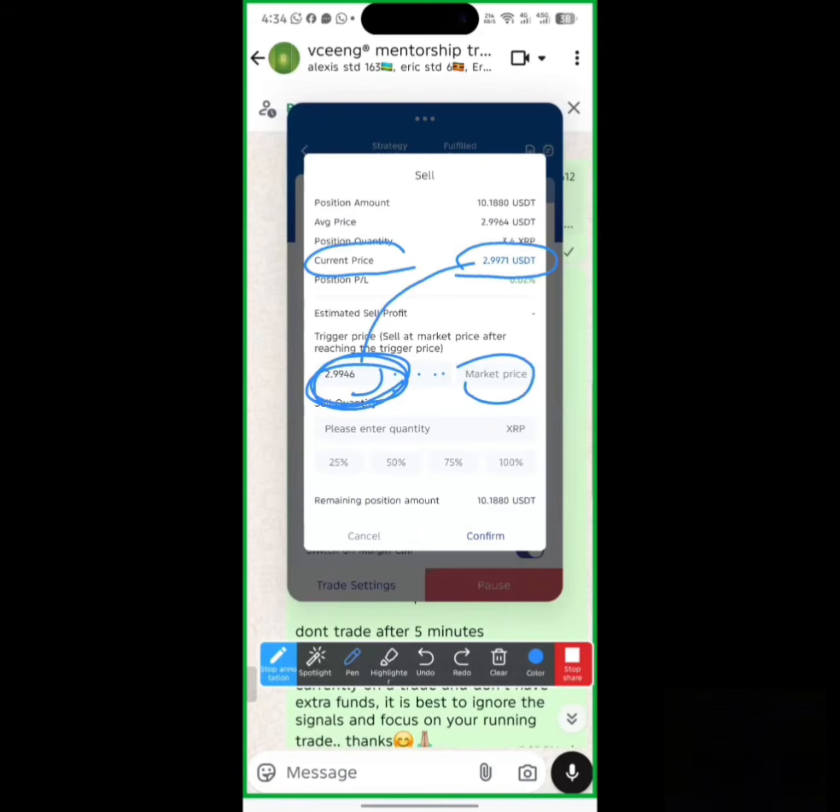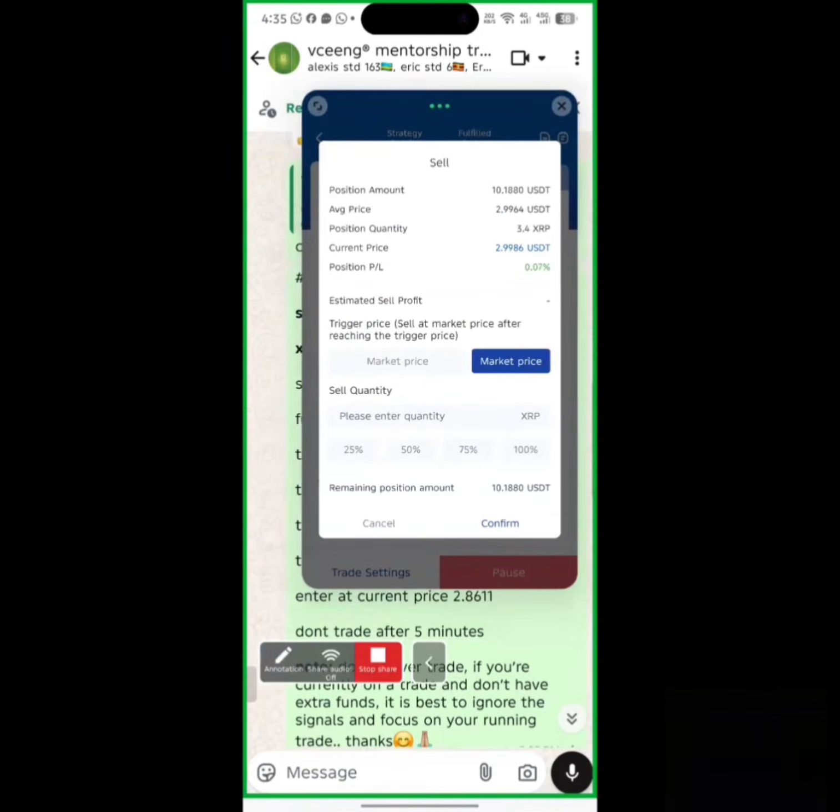If I tap on the market price again, this price here will change again to the latest price. This is the latest price as it moves. You can see that it is displaying. So if you click on market price, it's going to change again to the current price. Now if you tap on it again, you see 298, the same price at the top there.